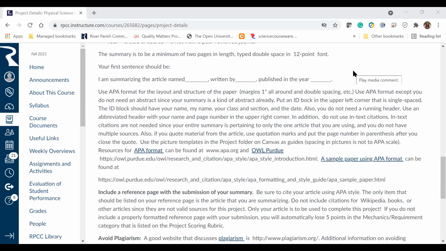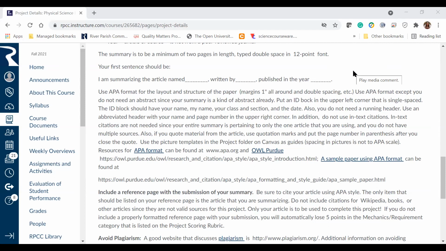You're not allowed to use Wikipedia or, I get a lot of folks, Britannica Encyclopedia or any other sources. The only credible source for this project is the article that you are using, the one you got approved or the one you're using, okay? You do not have multiple sources. So if you don't have multiple sources, you don't need to use in-text citations, okay?